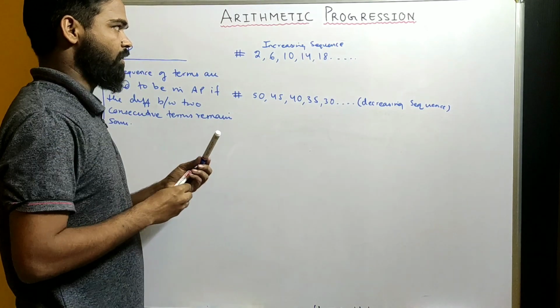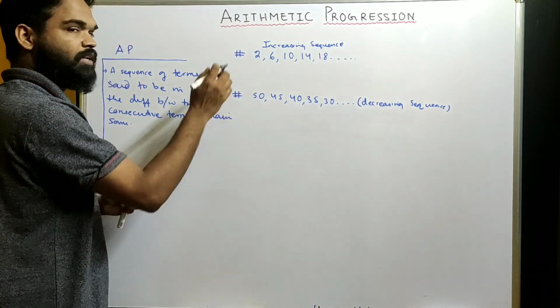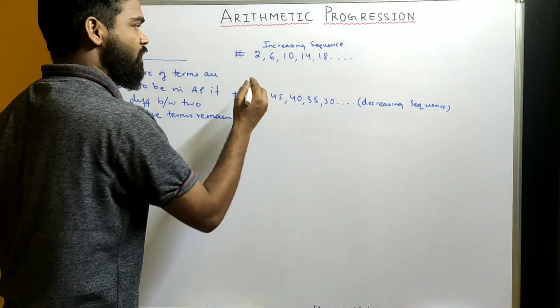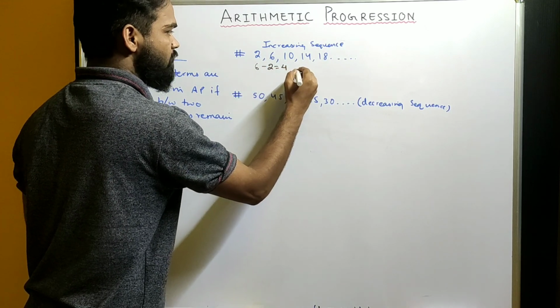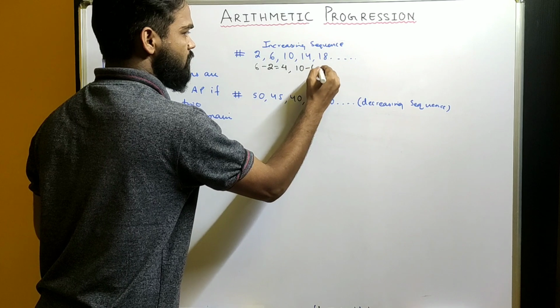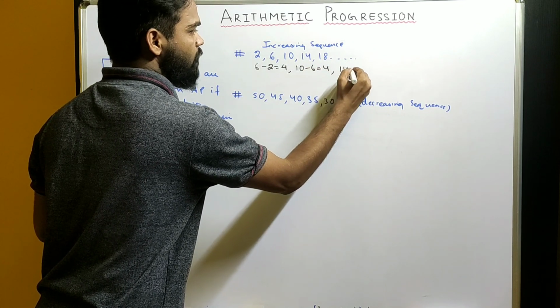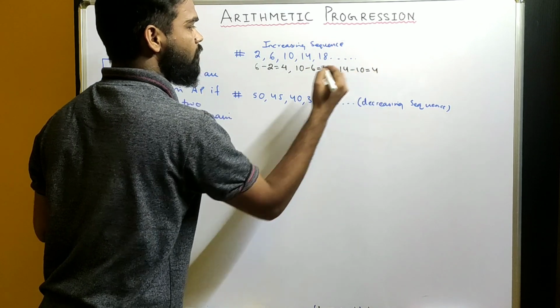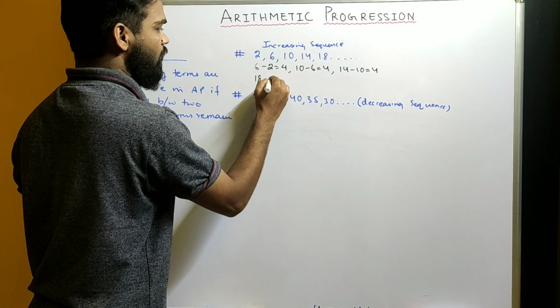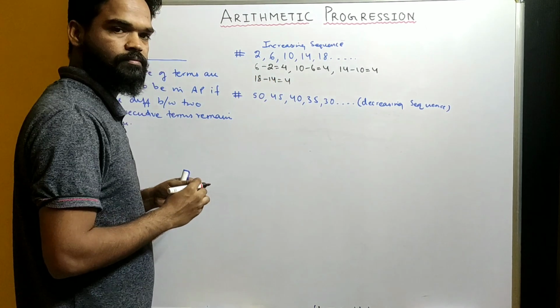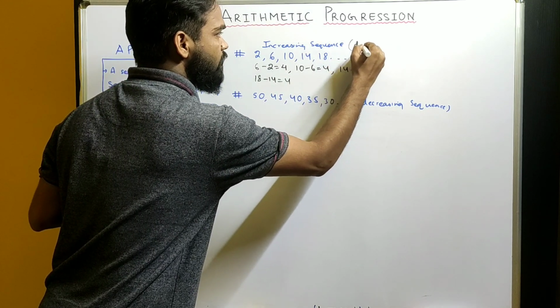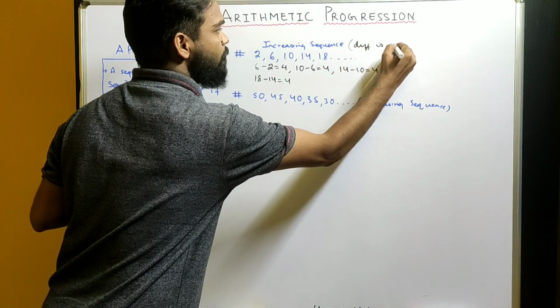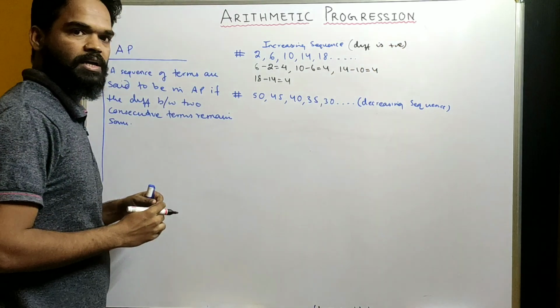Now if you look carefully, the difference of two consecutive terms, which means the second term minus the first term, 6 minus 2 is 4. Similarly, 10 minus 6 is 4. 14 minus 10 is 4, isn't it? 18 minus 14 is 4. Over here you can say the difference is positive, isn't it?